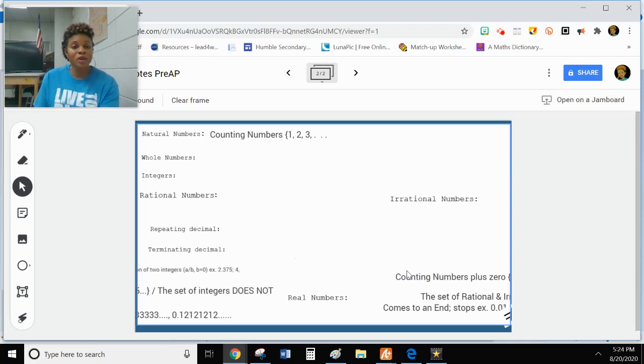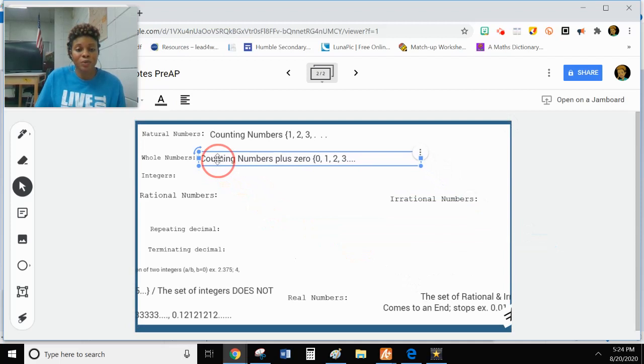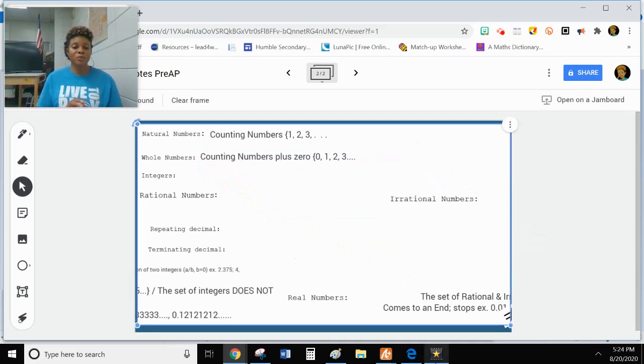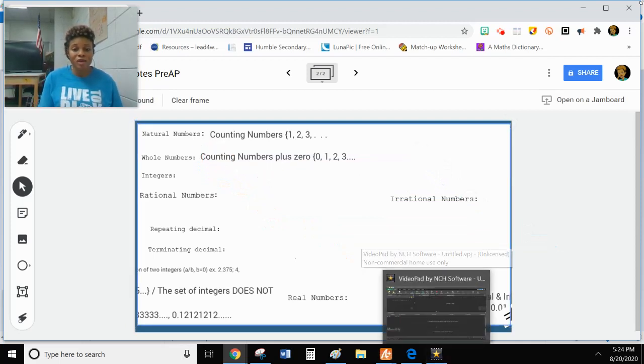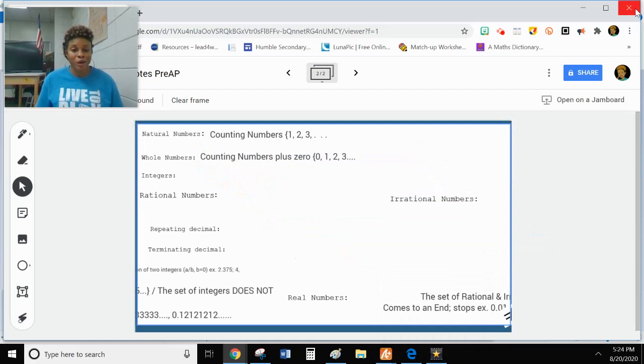Then from there, we know that natural numbers are a subset of whole numbers. So whole numbers are made up of your natural numbers plus 0, when you learn the concept of 0. So your whole numbers are your counting numbers plus 0. Then we have integers. So whole numbers are a subset of integers. Integers are your counting numbers plus their opposites.